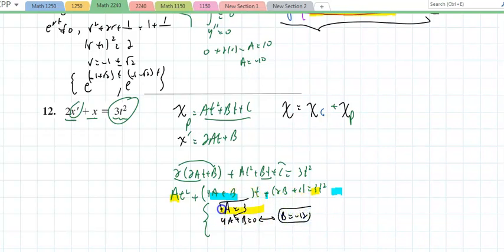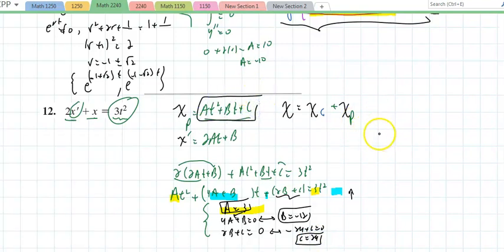And the constant: 2b plus c must equal, there's no constant there, that means 0, but I know what b is. That means negative 24 plus c equals 0. That means c equals 24. So I got the particular solution: a was 3t squared, b minus 12t, c 24 would be the particular solution.